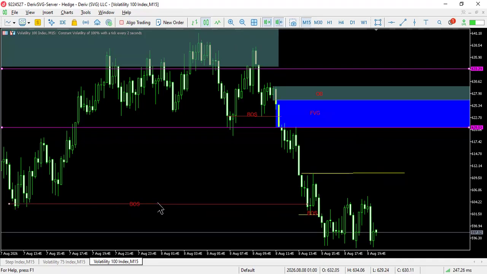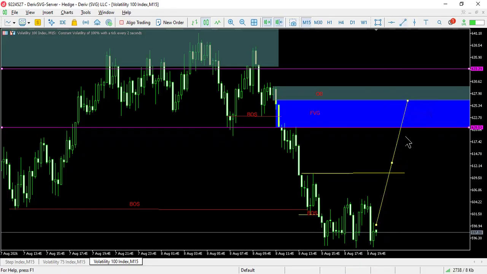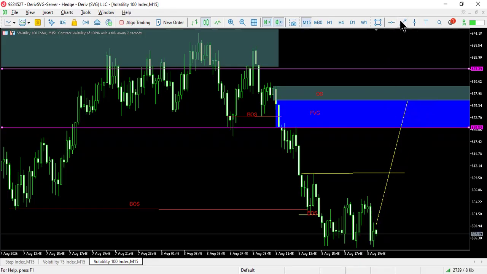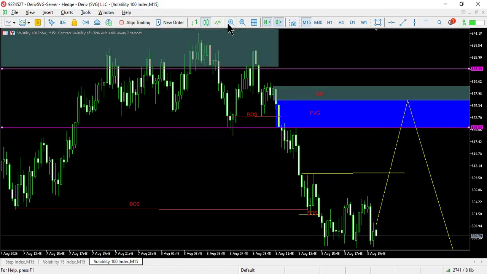Therefore, I am anticipating that price will go and sweep the liquidity that it's forming here, take me in, and then I'll get a move to the downside because the overall bias on volatility 100 is bearish.